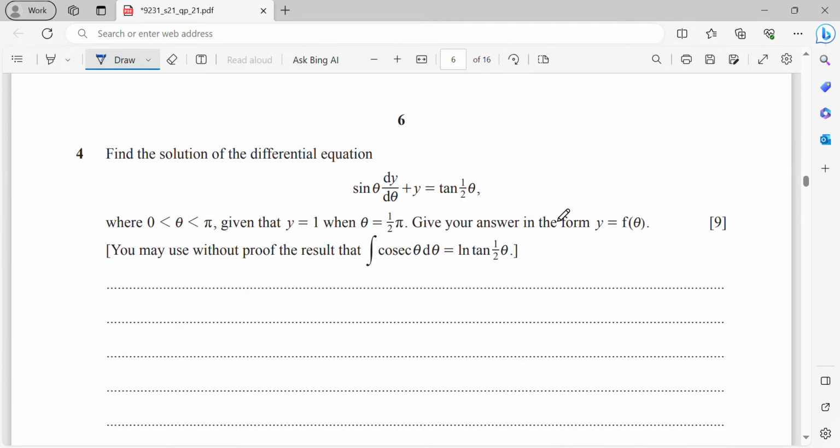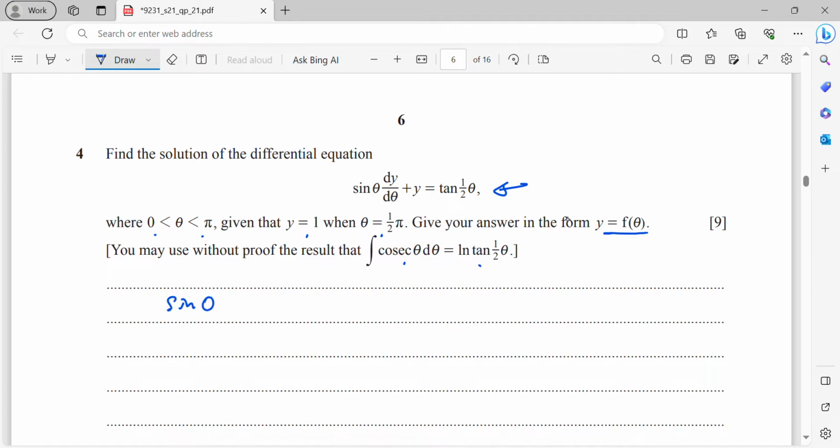Okay, now for question number 4. Find the solution of the differential equation. This is a first order differential equation where theta is between 0 and pi, given that y equals 1 when theta equals half pi. Give your answer in the form y equals f theta. Now you may use without proof the result that the integral of cosec theta is ln tangent half theta.